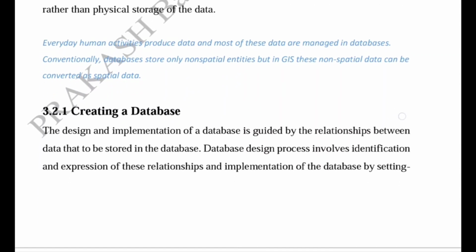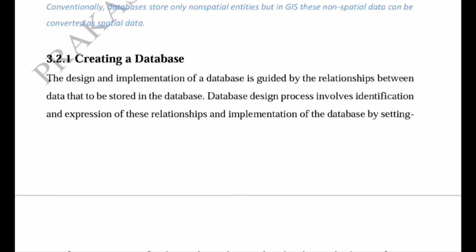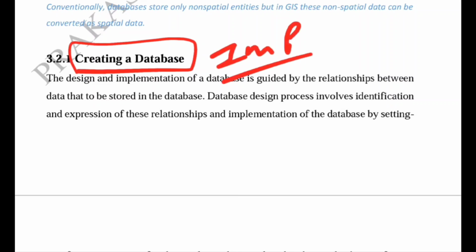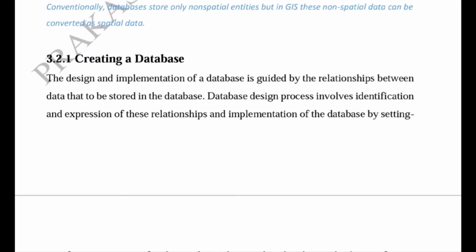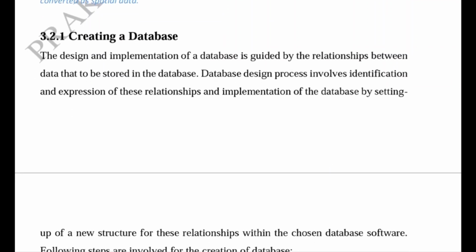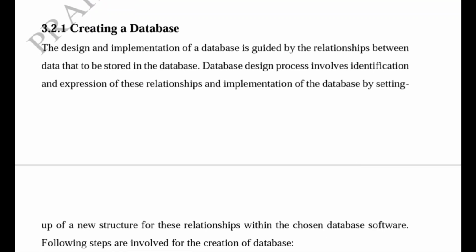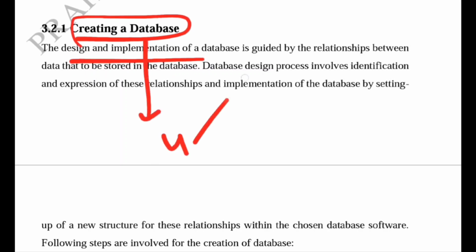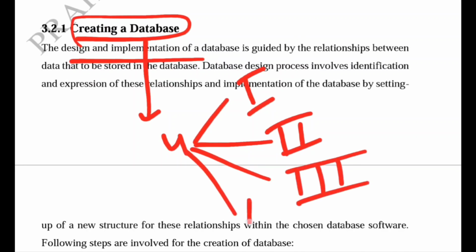Now, after understanding what a database is and its features, we have to understand how to create a database, because this is an important step in the GIS application, as it runs huge amounts of geospatial data. So that data must be organized and stored in the proper manner, so we can easily retrieve the data for analysis. For that, first of all, we have to understand the design and implementation of a database, because it requires 4 steps to create a database. And what are these 4 steps?